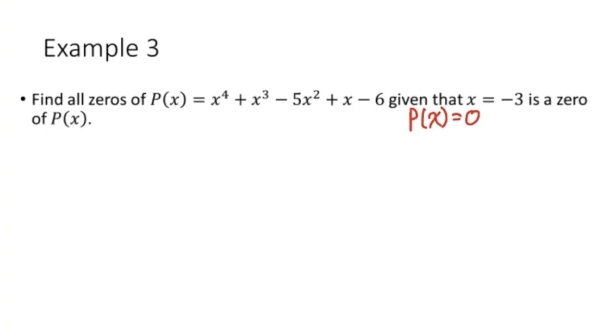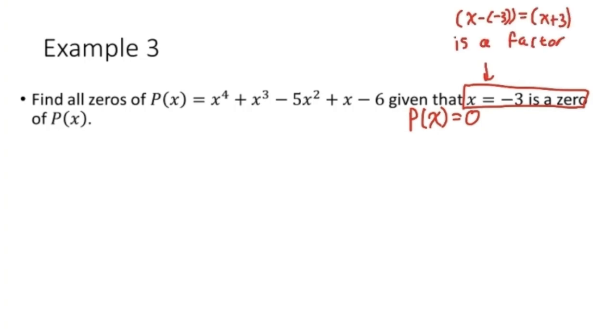And unfortunately, looking at it, I'm not quite sure how to do this through grouping or any other special rules we know. But they did give us a hint that we can use to help us start factoring. They told us x equals negative 3 is a zero of our polynomial. That means that x minus negative 3, which is equal to x plus 3, is a factor of our polynomial p of x. So p of x can be written as x plus 3 times some other polynomial. The problem is, what is this other polynomial?